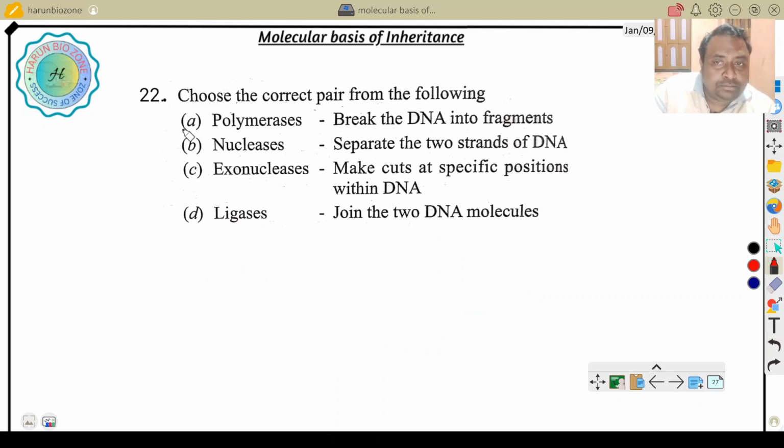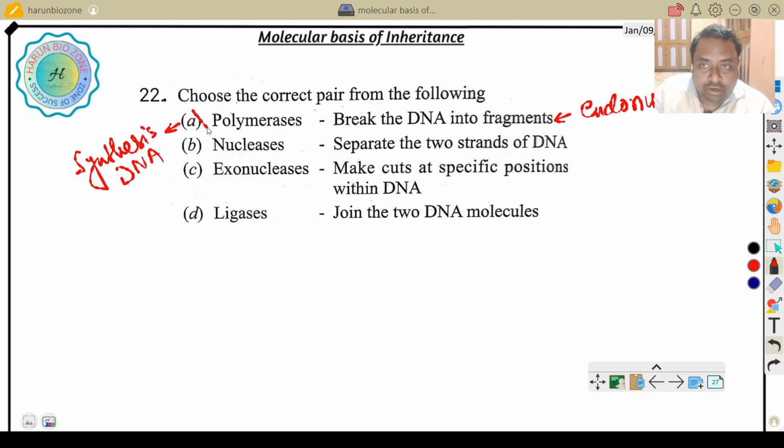Next question. Choose the correct pair. Polymerase means it synthesizes DNA. Does it break the DNA fragment? No, DNA fragments are broken by endonuclease, so this is the wrong answer. Nuclease breaks the DNA; it destroys or breaks nucleic acid.